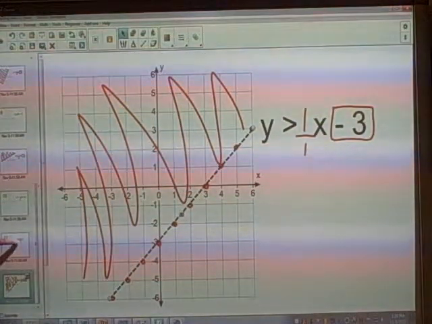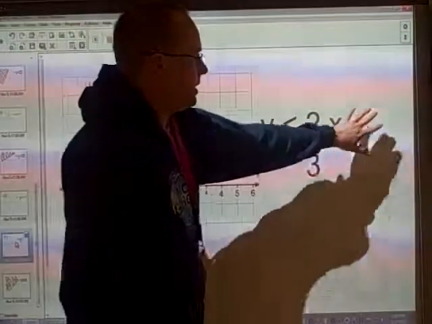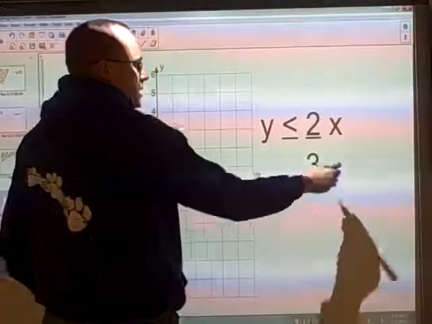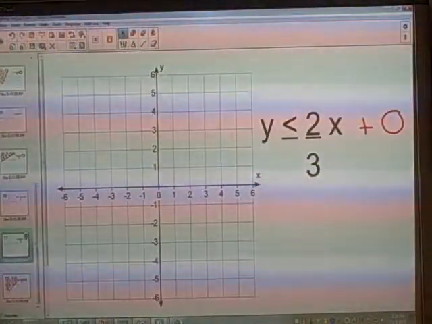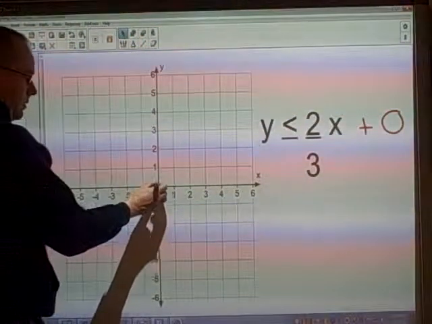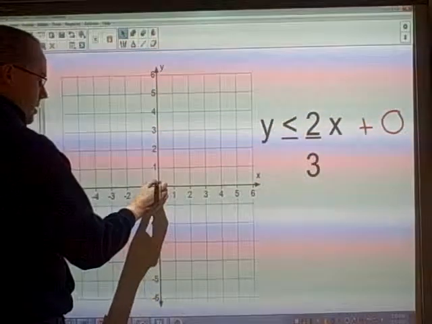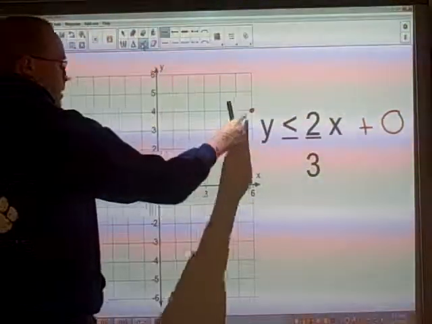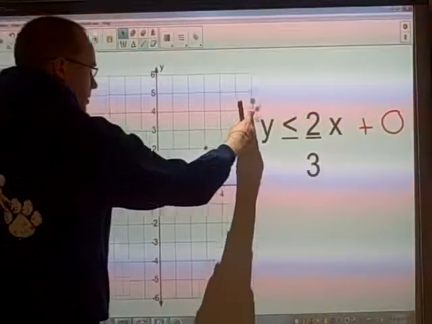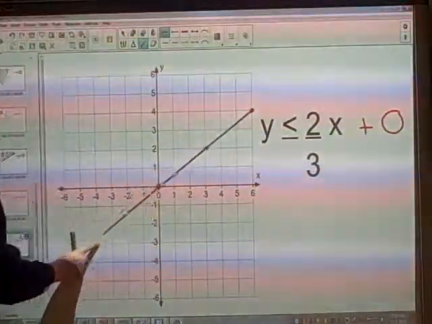Actually, let's go back to this one, because this also has something slightly interesting in it as well. And this one actually has no starting number. So if there's no starting number, that means that it must just be 0. And we're never going to write down plus 0. So we're going to start from 0. I already got my fraction, so rise 2, run 3. Rise 2, run 3. Rise 2, run 3. And I think I got enough to draw my graph in here.